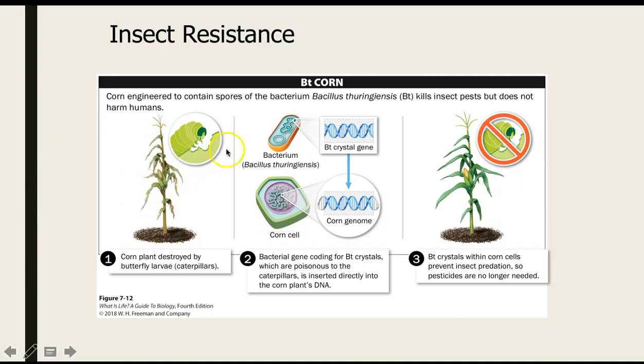So what we've done is we've taken a gene out of a bacterium, and the bacterium that it was taken from is called Bacillus thuringiensis, and that's where this BT comes from. So Bacillus thuringiensis, or BT. The gene is called BT, and you take this BT gene out of the bacterium, put it into corn, and now the corn is able to make this crystal, this protein called BT.